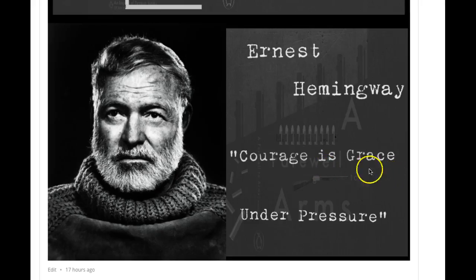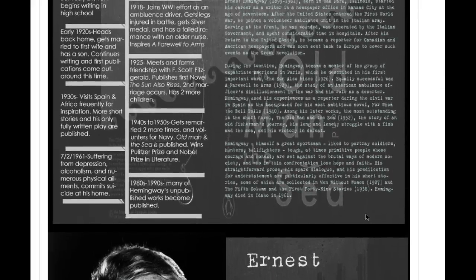And I'm not sure why the courage is grace under pressure. Is that a Hemingway quote? If it is, I'm not real sure how. Boy, that's a tough one, because it's sitting there in quotes. Usually with quotes, we'll put the person's name right there underneath it, but you already have his name, so I guess that's okay if that's a quote. But again, now, one of my major concerns is this.